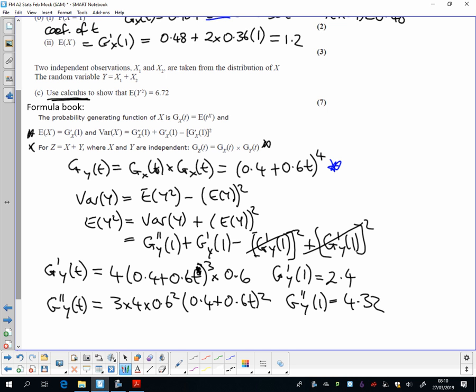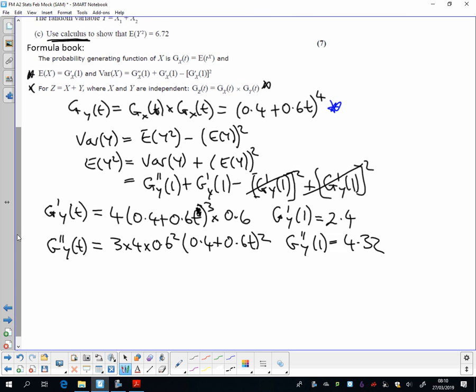Once I've got my two numbers, I can say the expected value of Y squared using my formula from above. It's always worth putting some sort of statement to say you've proved what they wanted you to prove.